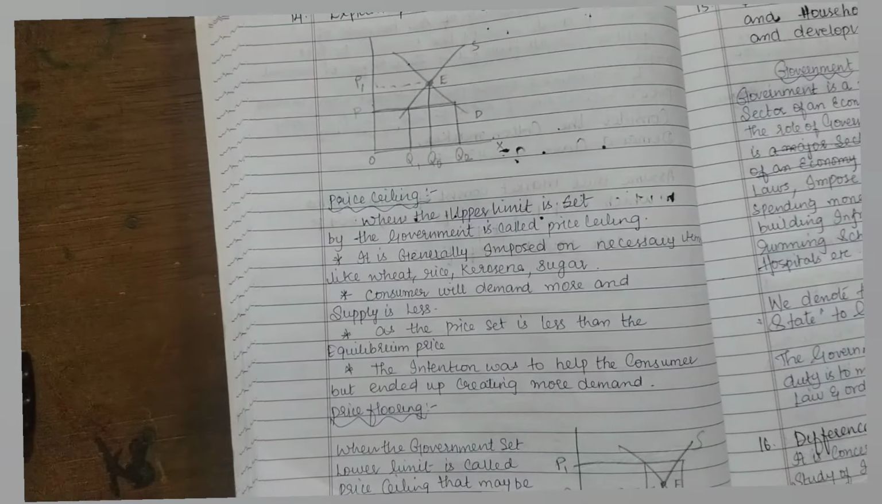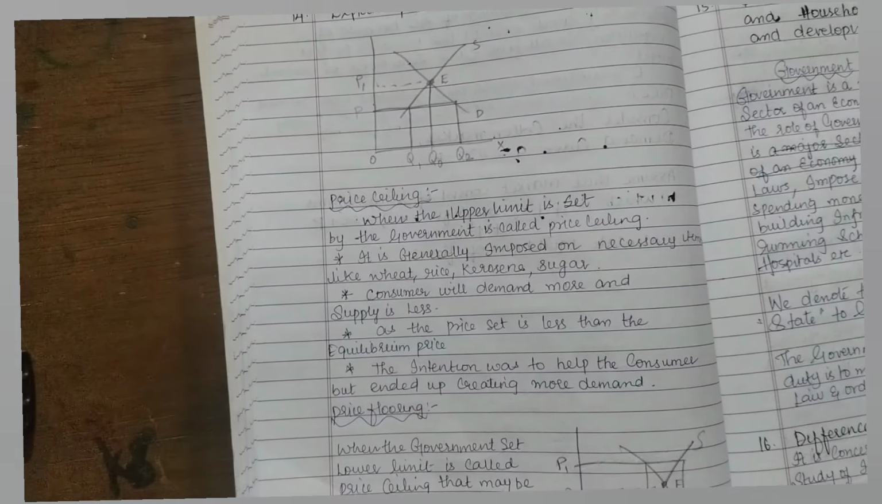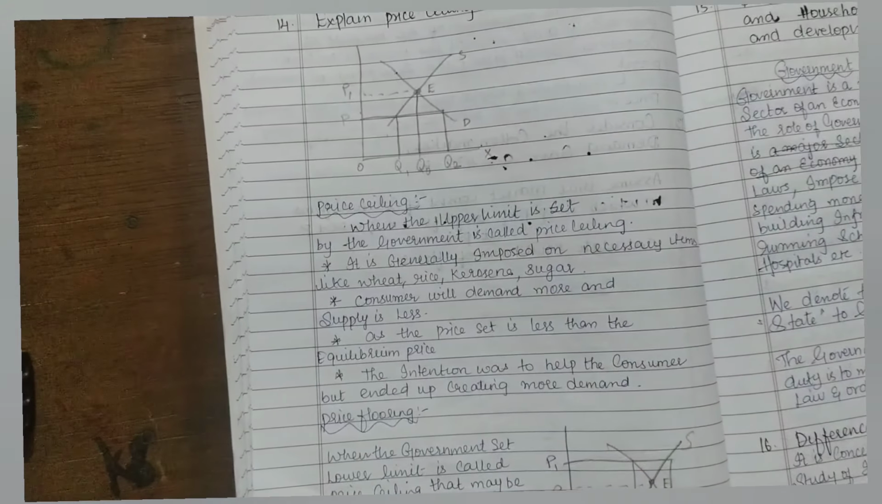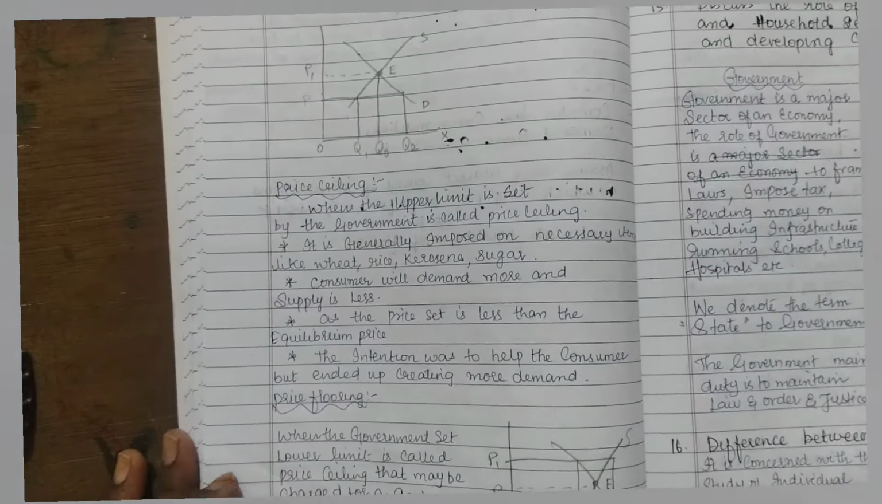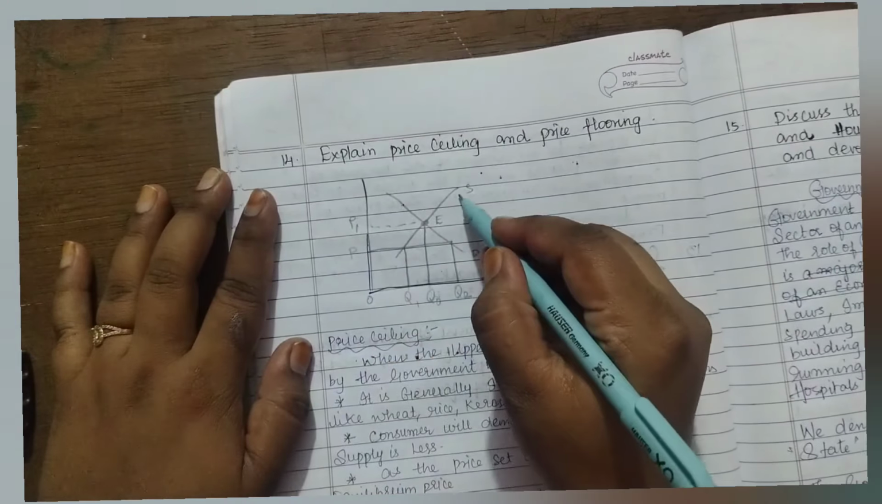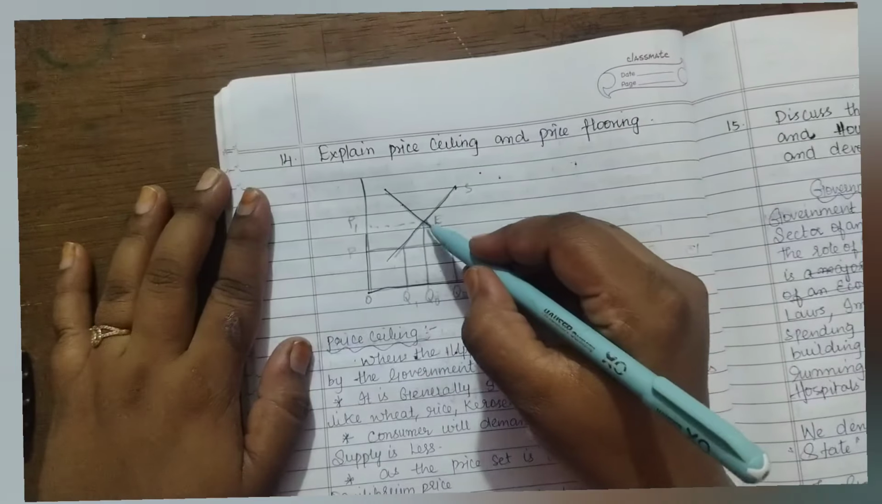As the price set is less than the equilibrium price, the intention of the government was to help the consumer afford the good, but they will end up creating more demand. So the interference of the government will lead to excess demand. Please make sure you draw a good graph. The diagram should be proper.